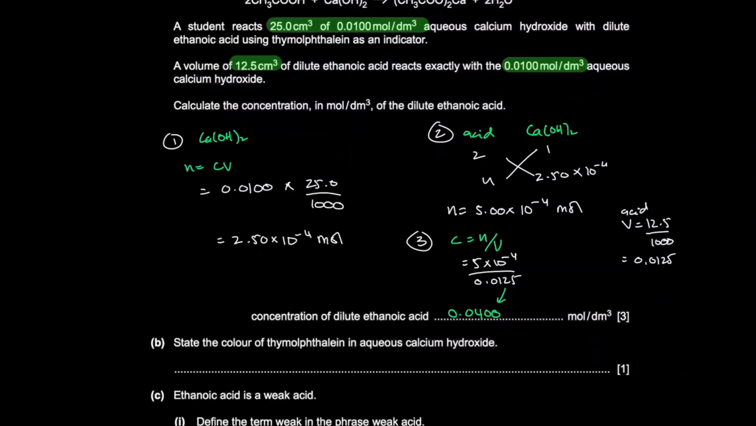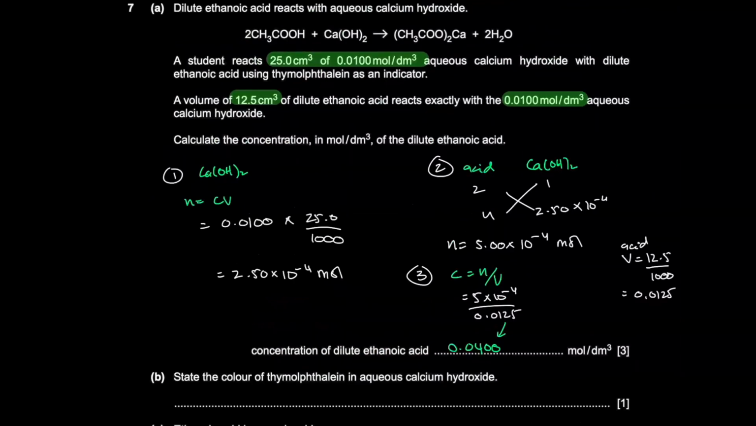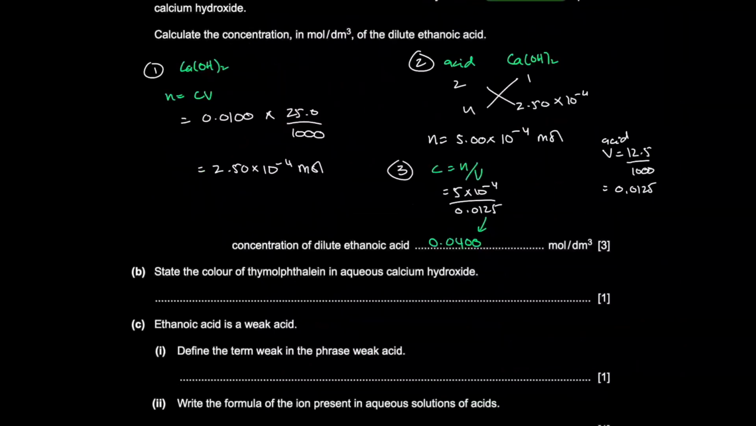Okay. State the color of thymolphthalein. You should just remember that thymolphthalein is blue in alkali and it is colorless in acid. Okay. Blue in alkali, colorless in acid. Okay, so calcium hydroxide is an alkali, right? Hydroxide, alkali. So it's going to be blue.